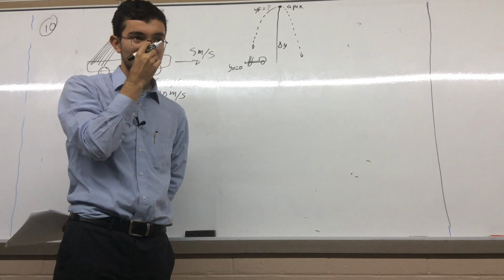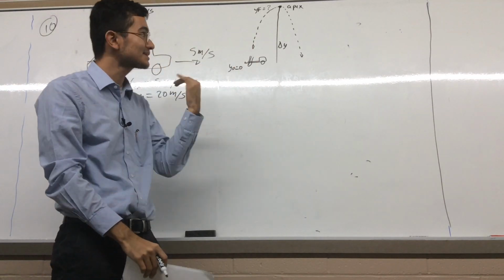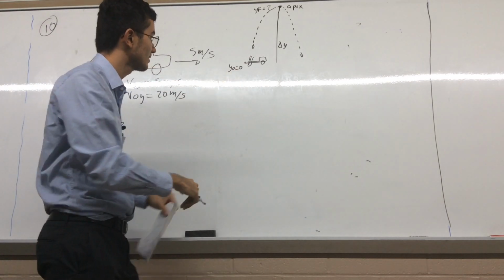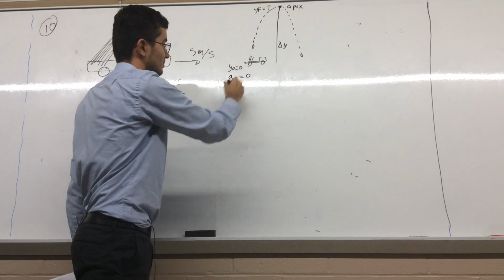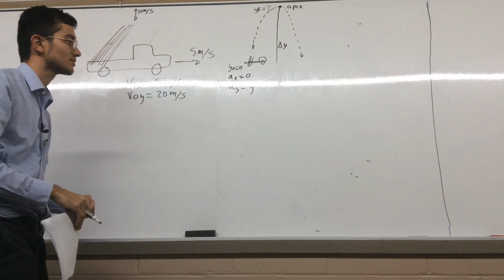Wait, isn't it? Yeah, you're right. It's 0. Yeah, the y velocity is 0. Yeah, the x velocity is the one that doesn't change, regardless, because there's no acceleration, right? So ax is equal to 0, but of course ay is g, negative 9.8 meters per second squared.